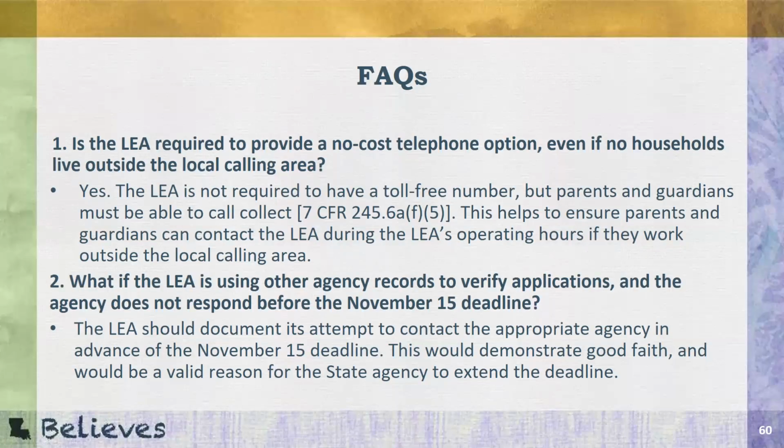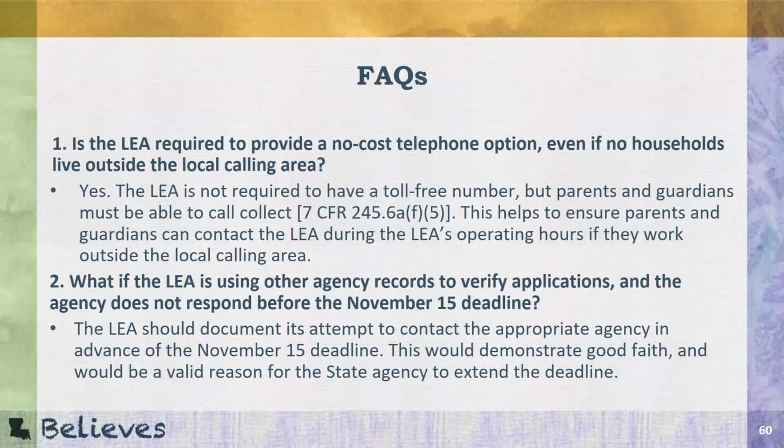Question 1, is the LEA required to provide a no-cost telephone option even if no households live outside the local calling area? The answer is yes. The LEA is not required to have a toll-free number, but parents and guardians must be able to call collect. This is referenced in 7 CFR 245.6(a)(5). This helps to ensure parents and guardians can contact the LEA during the LEA's operating hours if they work outside the local calling area.